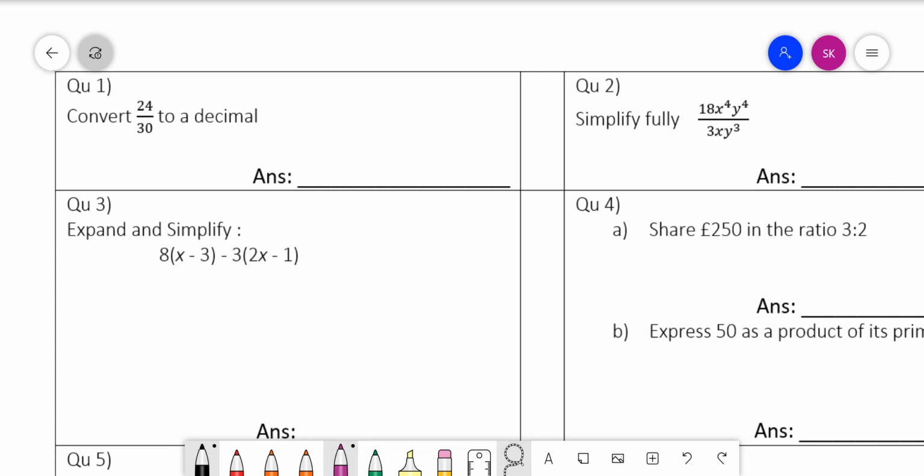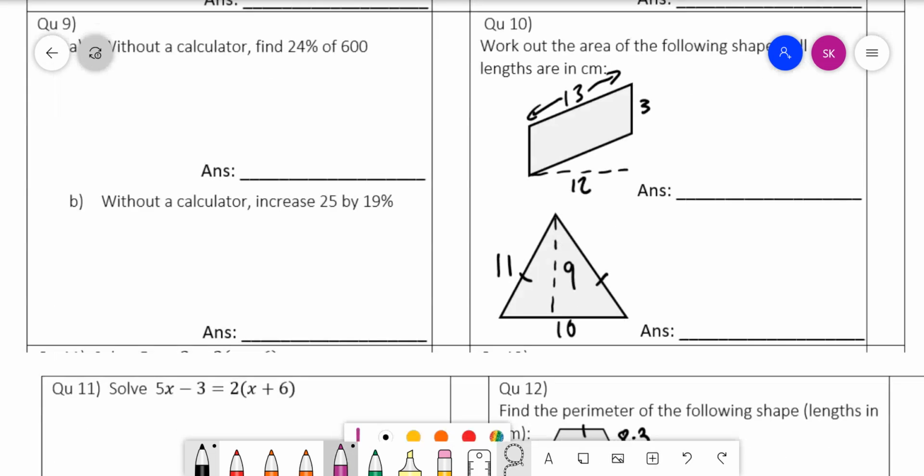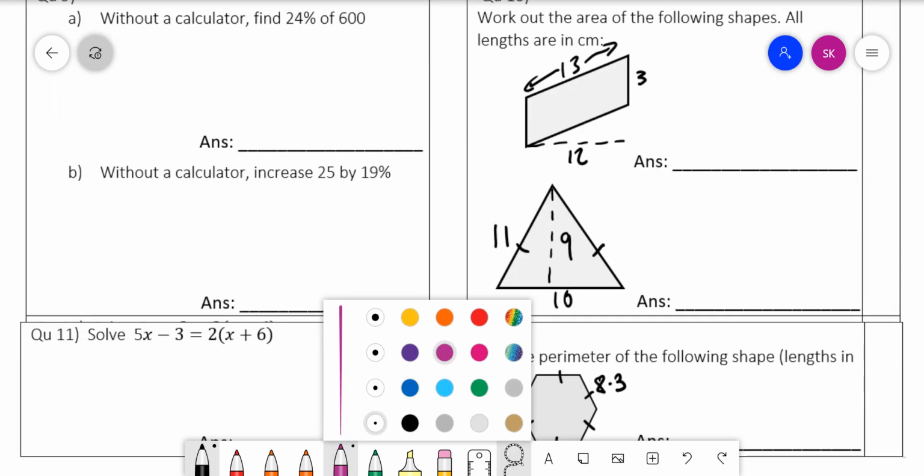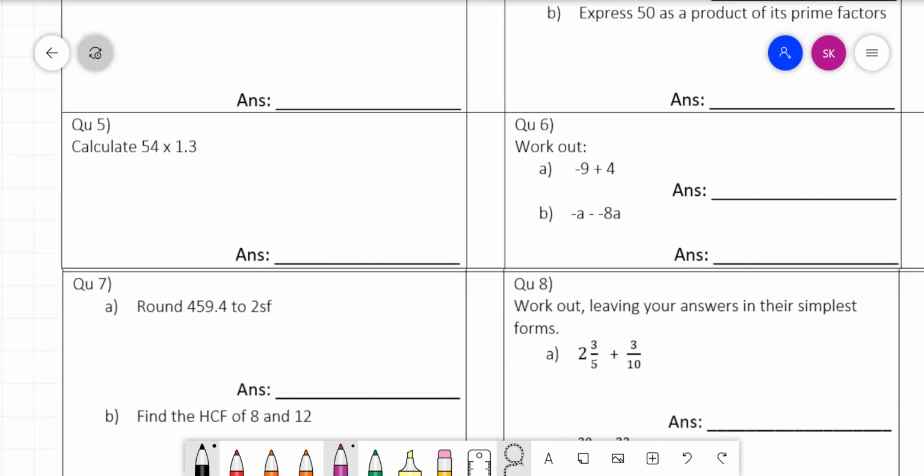Question 1 says convert 24 over 30 to a decimal. So when we're converting a fraction to a decimal, we want to do the numerator divided by the denominator. But 24 divided by 30 is not very nice because I don't know my 30 times table very well. I don't know my 24 times table very well.